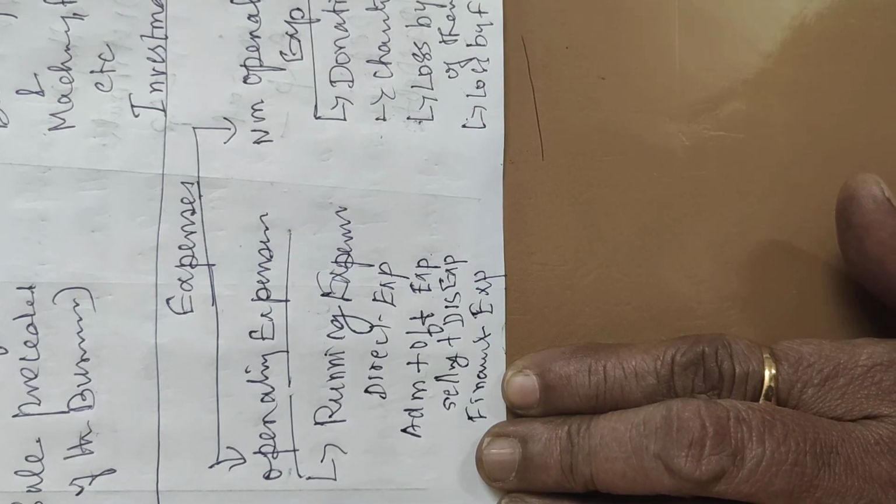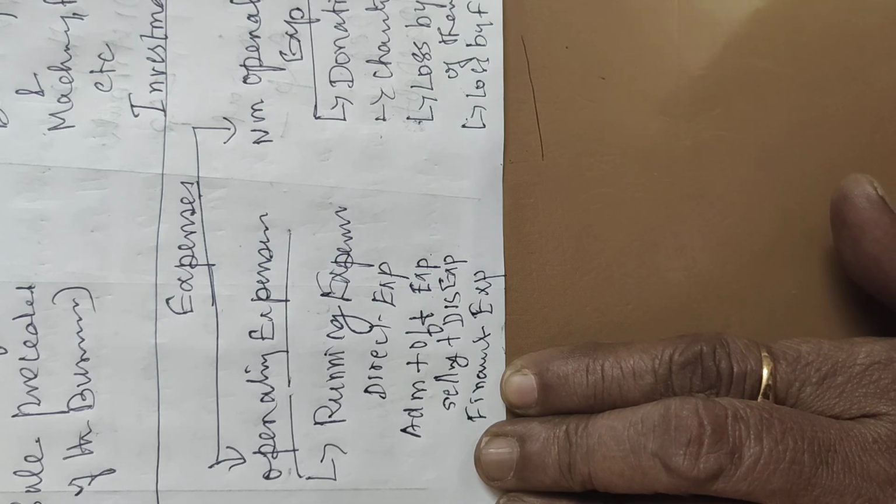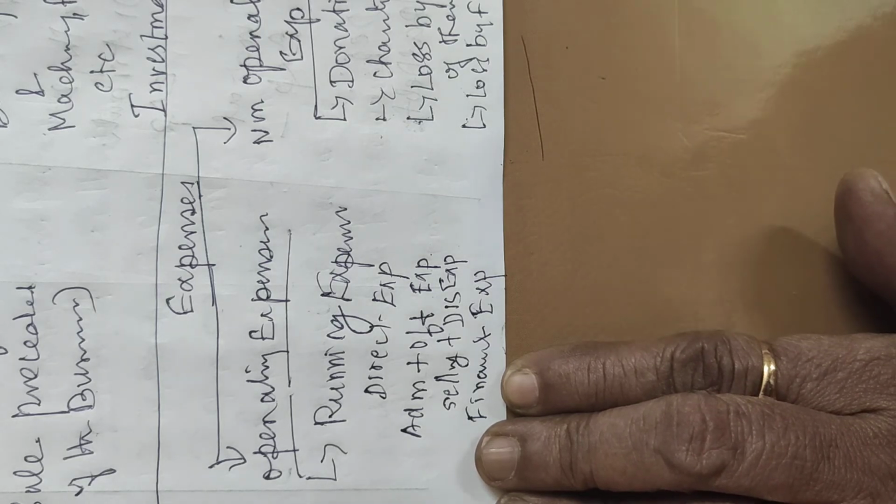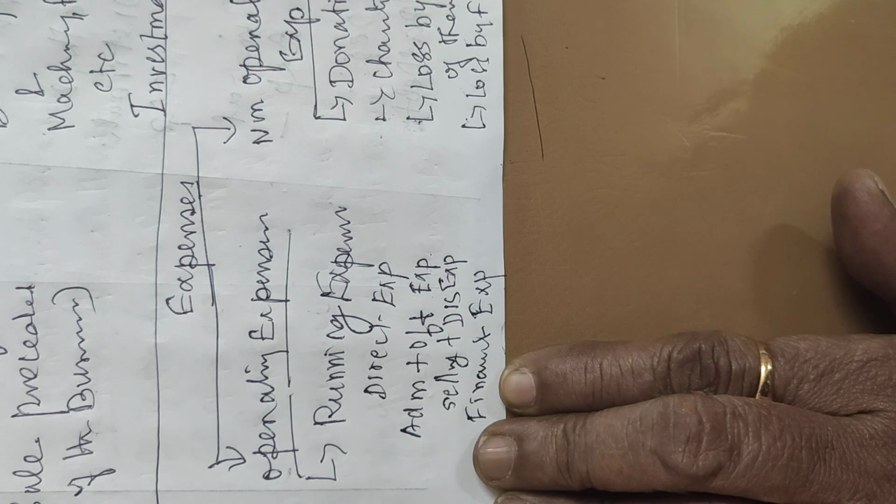Now let us see the formula to find out how to find out the non-operating expenses and how to find out a non-operating profit. Let us see.